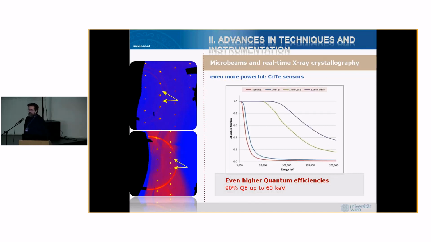Of course, cadmium telluride is more expensive, but the quantum efficiency, especially for the higher energies, is much better than it was for silicon, and it has certainly some advantages. I guess what I've heard is the current detectors have a problem with dead time in comparison to silicon, but in general they are much quicker, so that is a big advantage here.